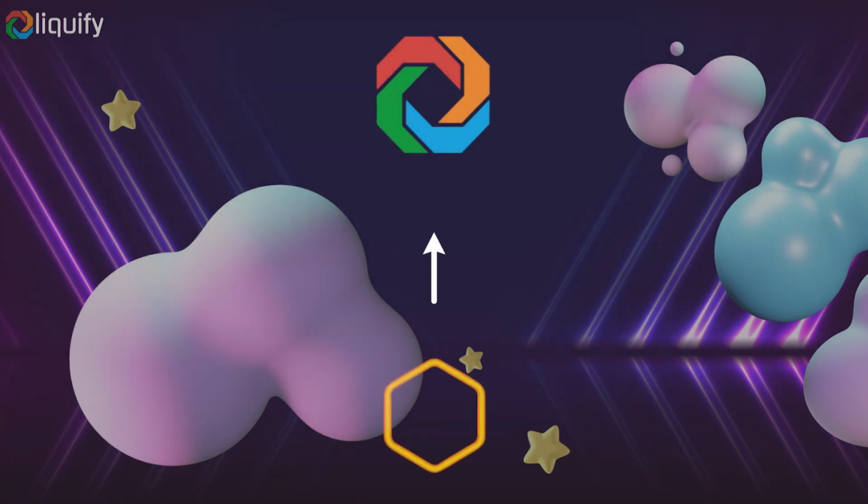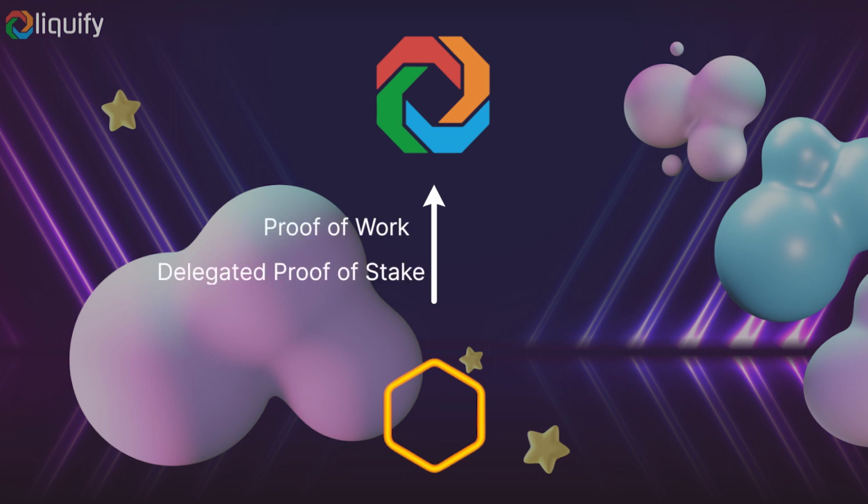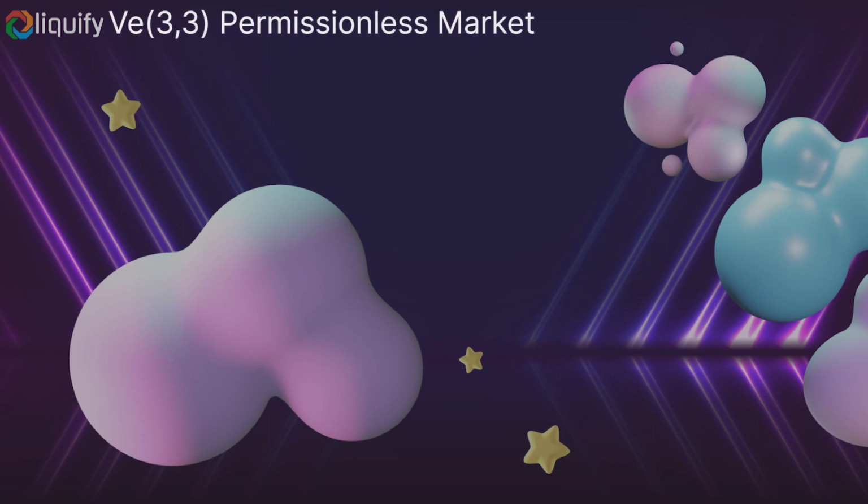Being built on CoreChain allows the platform to take advantage of CoreChain's proof of work and delegated proof of stake mechanism to have a secure, decentralized, and stable platform. The Liquify Network claims to be a permissionless V33 liquidity market. So let's see how that works.